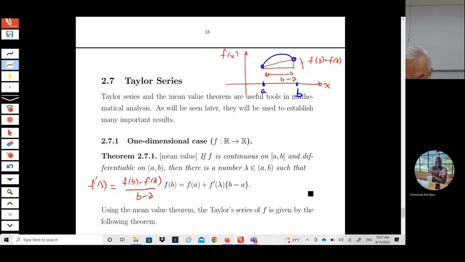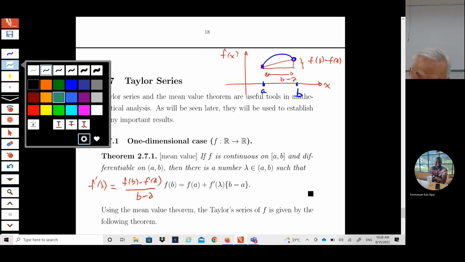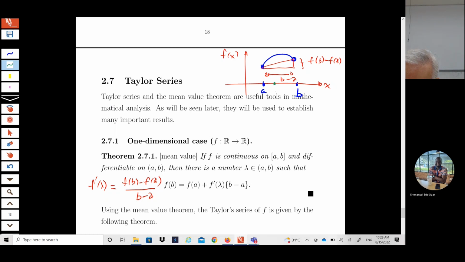That means f prime(lambda) is equal to the slope. So at the point lambda, the derivative of f is equal to the slope of this line. That means there exists a lambda somewhere here where the slope of the green line is parallel to the slope of the red line. That's the meaning of the mean value theorem, in another representation.